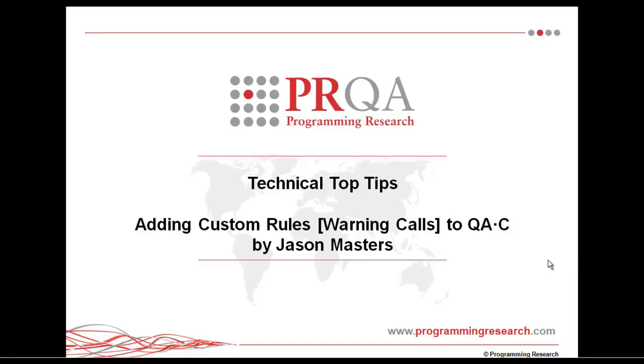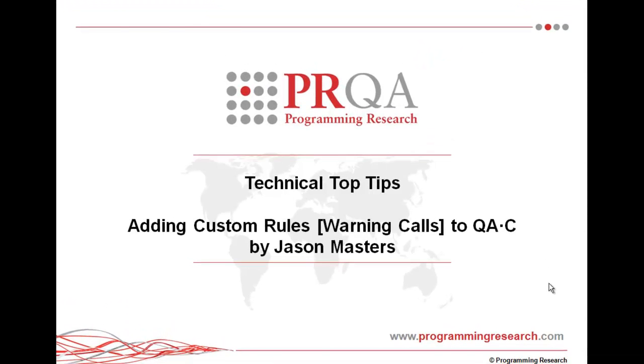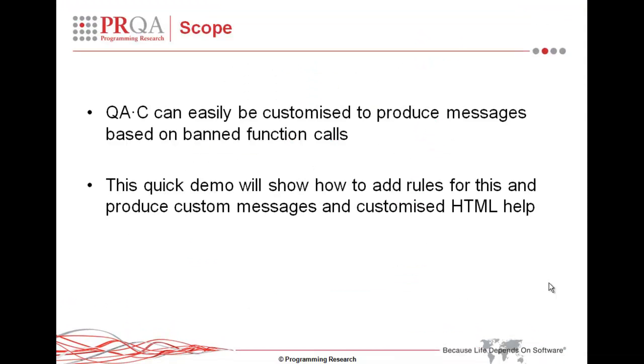Today we'll have a look at adding customized rules using warning calls to QAC. QAC can easily be customized to produce messages based on any banned function calls in your coding standard. Function calls may be banned for various reasons.